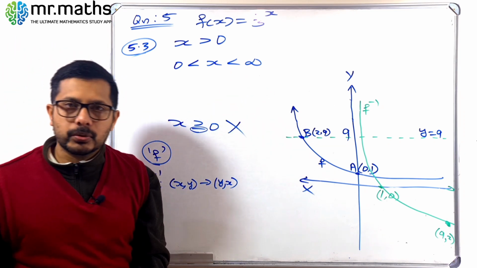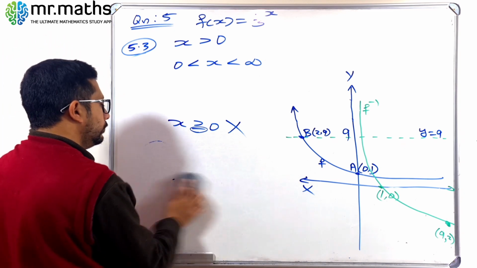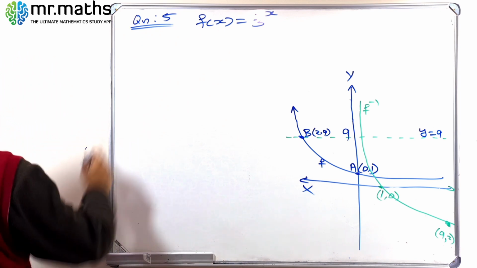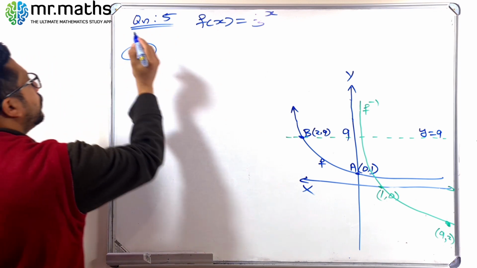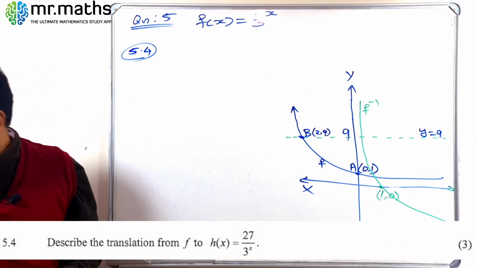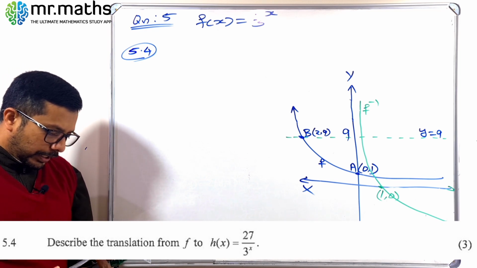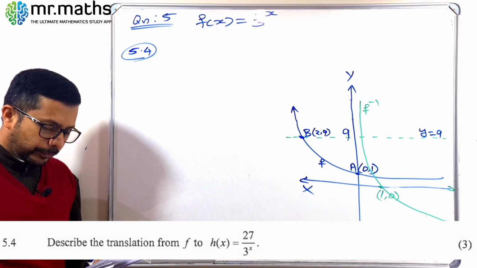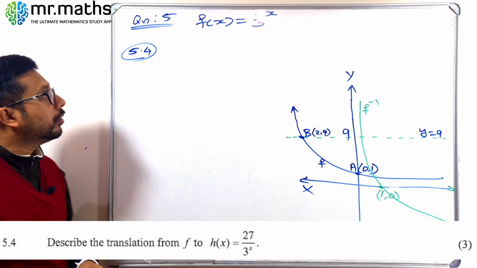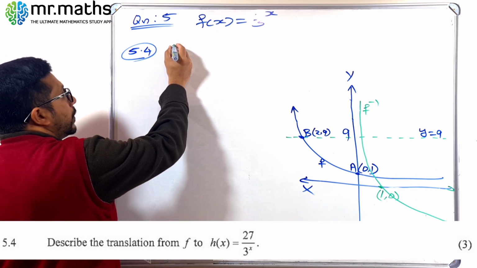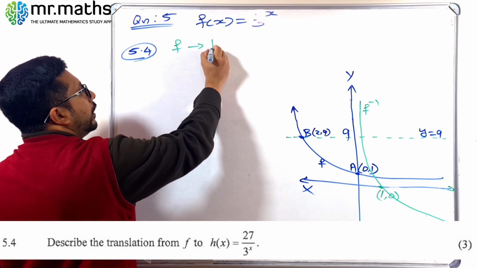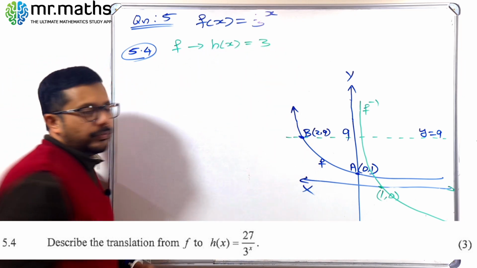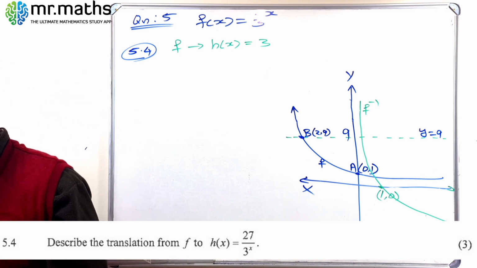Now let's go to the next question, question number 5.4. What is that question? Describe the transformation from f to h of x, which is equal to 27 divided by 3 raised to x. So what is that question? Describe the transformation from f to h of x. Okay, and what is h of x? 27 divided by 3 raised to x.